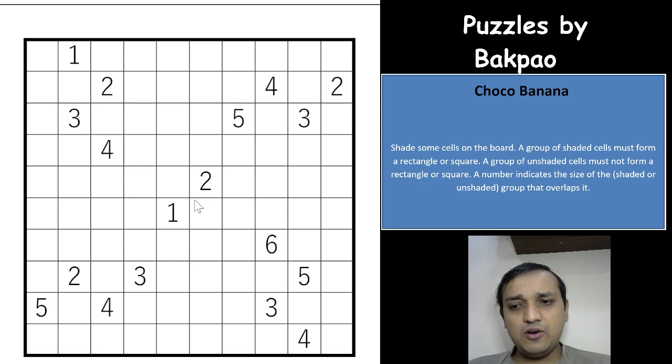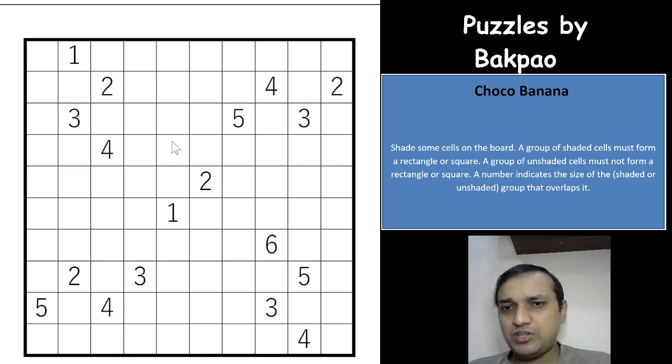When you have a group of unshaded cells and another group of unshaded cells with numbers in it, both of those cannot overlap. They can touch at a corner but cannot overlap. The same thing goes for the shaded cells. Very easy rules. I'll brief you again. You have to shade some cells on the board in such a way that a group of shaded cells will always form a square or a rectangle, a group of unshaded cells will never form a square or a rectangle, and the number indicates the size of the group that it is in.